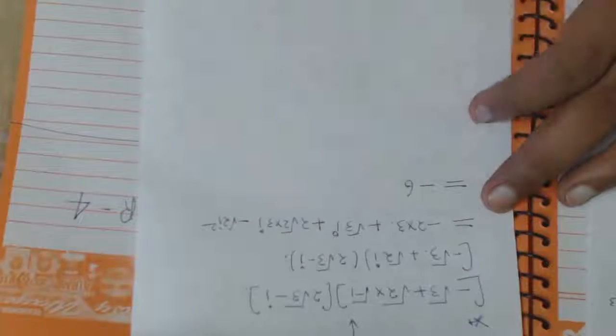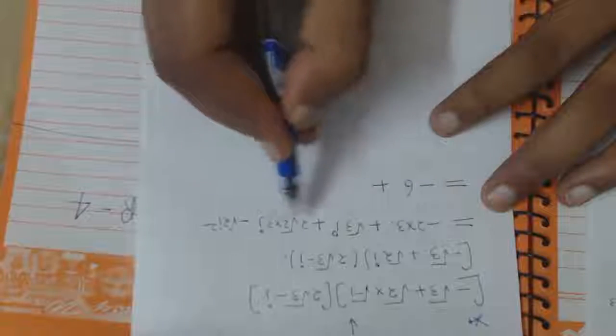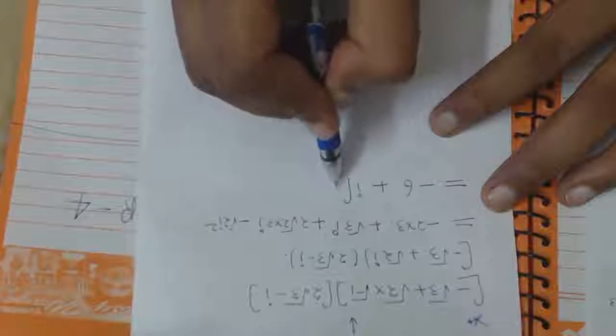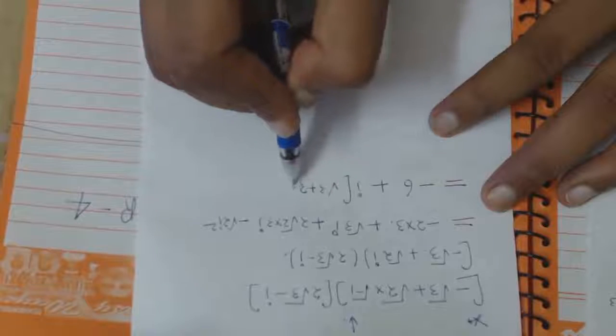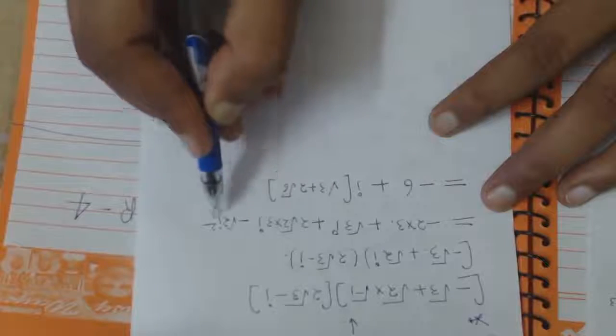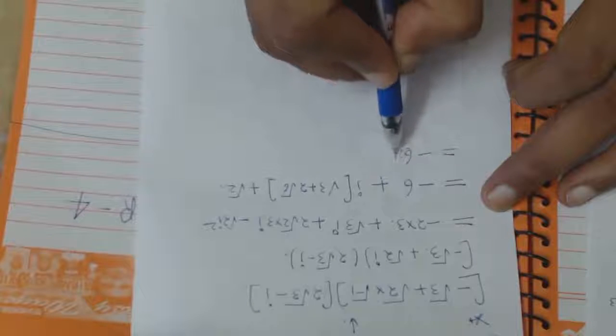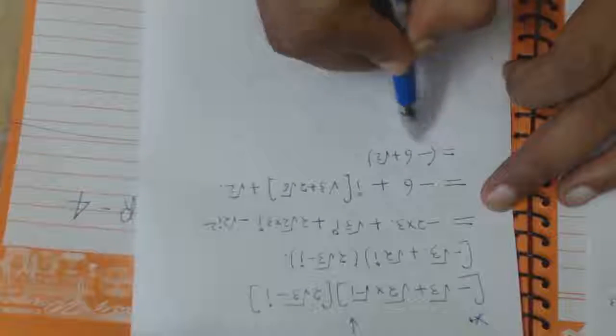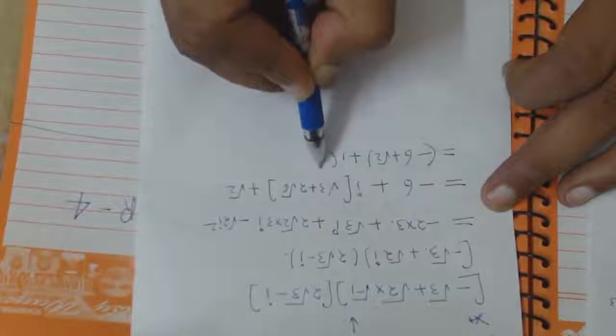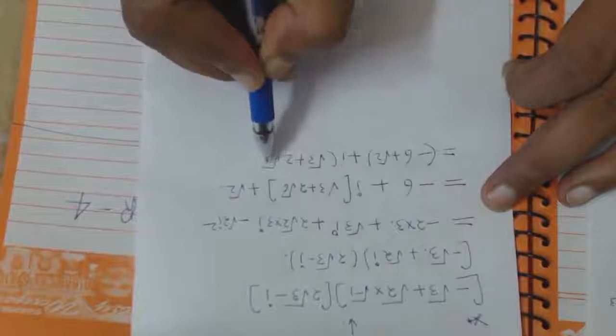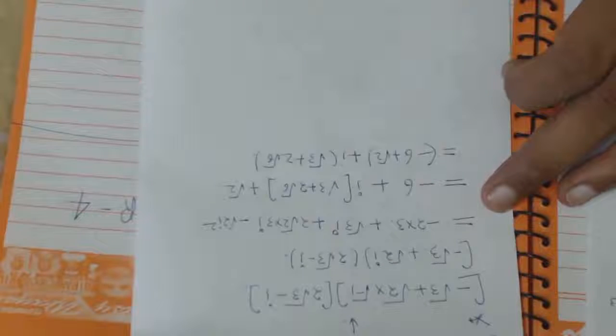Minus 2 into 3 is 6. Take iota as common from these two. This is root 3 plus 2 root 6. Iota square is minus 1, so plus root 2. Now minus 6 plus root 2 in a bracket, plus iota into root 3 plus 2 root 6 in another bracket. So this is the standard form.